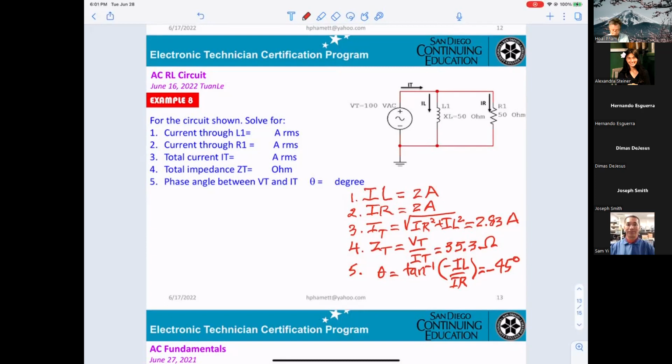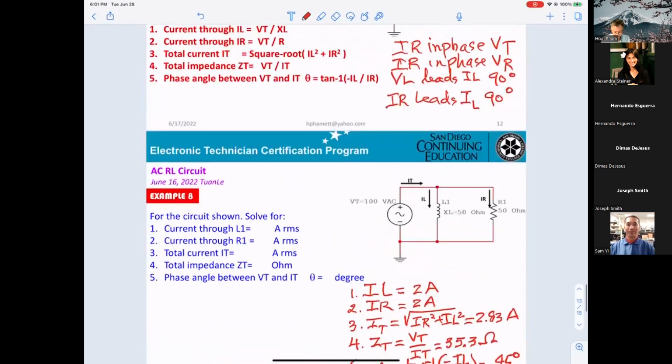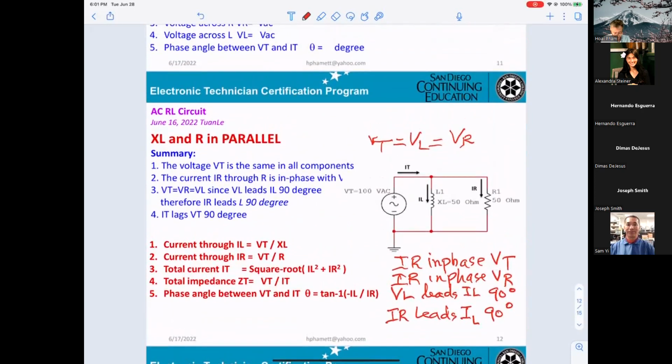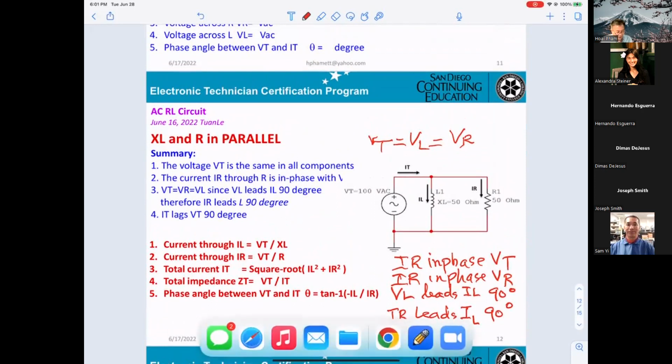Hey, Mr. Pham, can you just repeat one more time why you said the minus sign goes in front of the IL over IR, on the inverse tangent, on the angle? Yeah. On that one, theta equals tangent inverse of minus IL over IR. Okay. How can we get that?